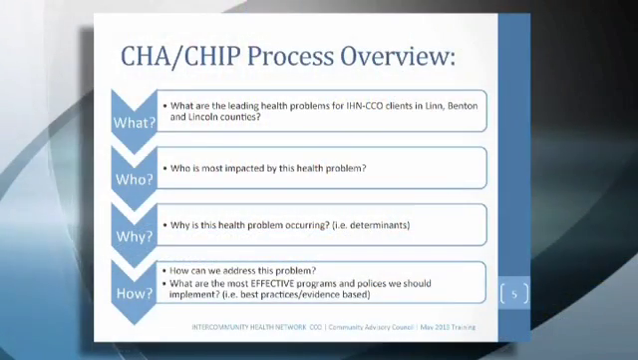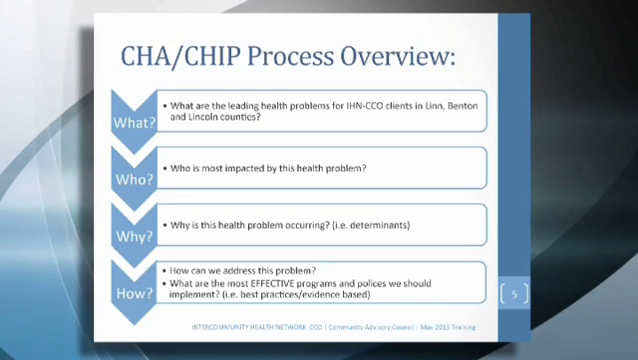So this is just an overview of what we're going to talk about today. When you start the CHIP process, you ask a series of questions, and then you look for the data, the information, to answer these questions so that you can improve the health and well-being of families. And so the first one is you ask what? What are the leading health problems, in our case, for IHN CCO clients in Linn, Benton, and Lincoln counties?